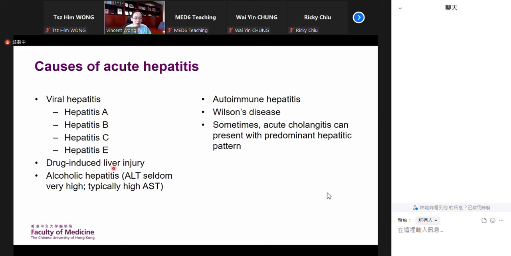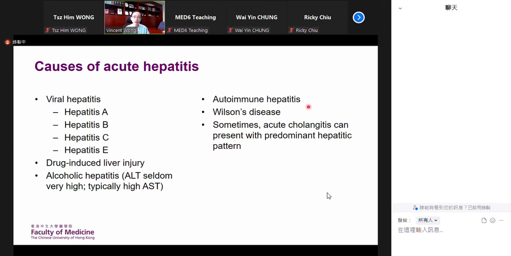Again, don't forget drug-induced liver injury. For alcohol, it would be a condition called acute alcoholic hepatitis, and in this situation, the ALT is seldom very high. Because alcohol damages the mitochondria, and we know that AST resides in the mitochondria of hepatocytes, typically for alcoholic hepatitis the AST level is higher than the ALT level.